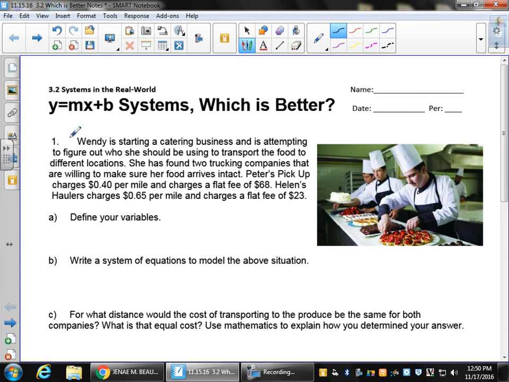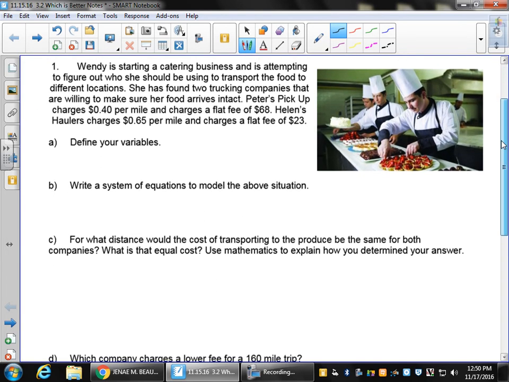Hi, everybody. Today's lesson will be about a continuation or extension of our use of y equals mx plus b systems. Specifically to answer this question, not only do we find when is something equal to something else, but then which would be better and when. Let's jump right into example 1 to see how this is going to work.